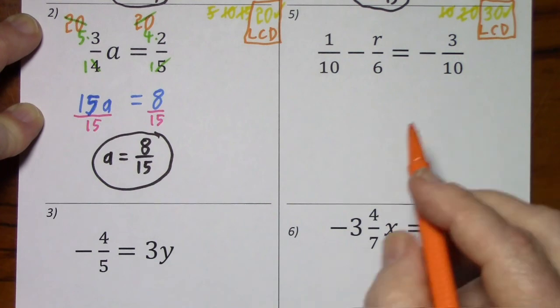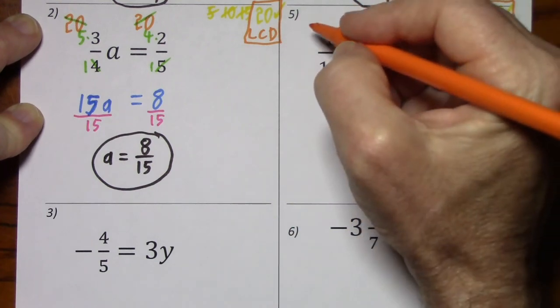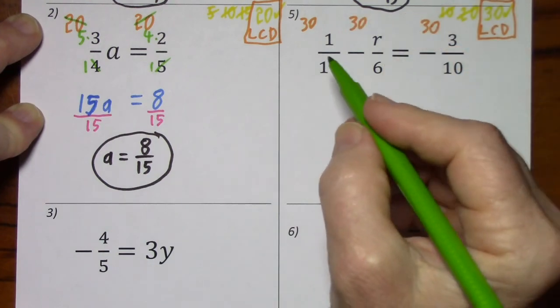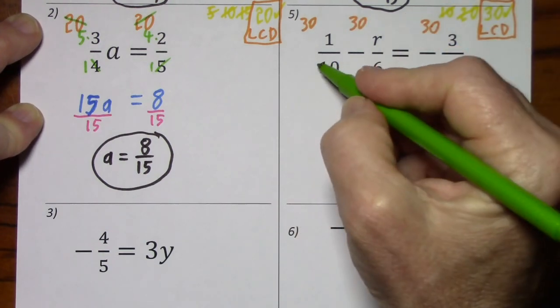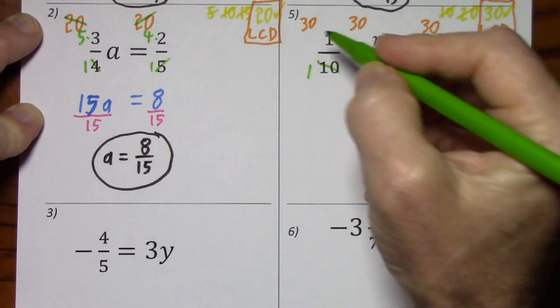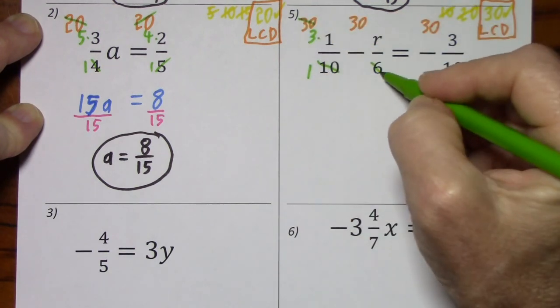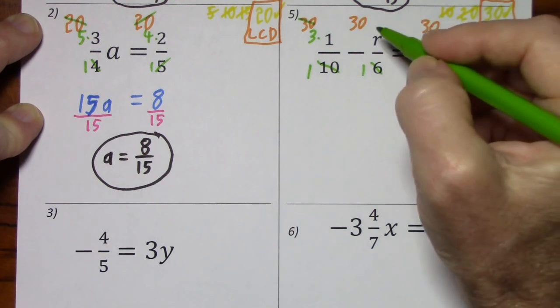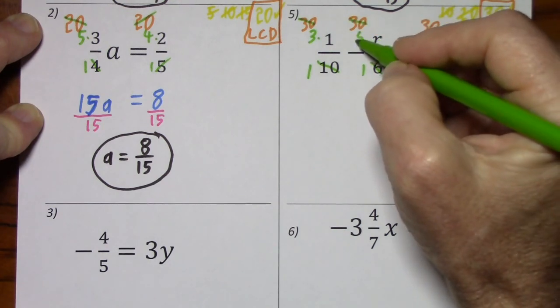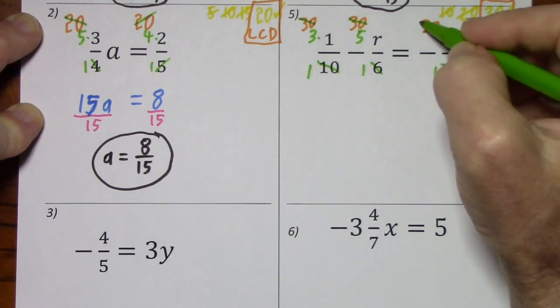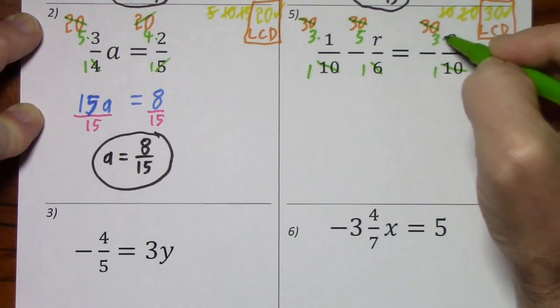We'll multiply each term on each side by 30. And we'll simplify before we multiply. 10 goes into 10 once. 10 goes into 30 3 times. 6 goes into 6 once. 6 goes into 30 5 times. 10 goes into 10 once. 10 goes into 30 3 times.